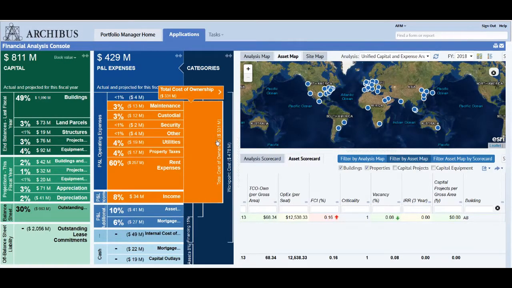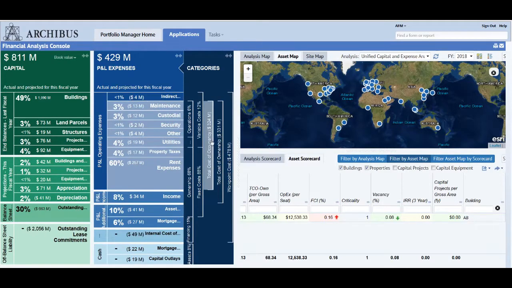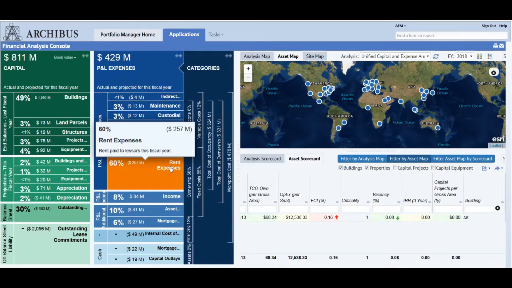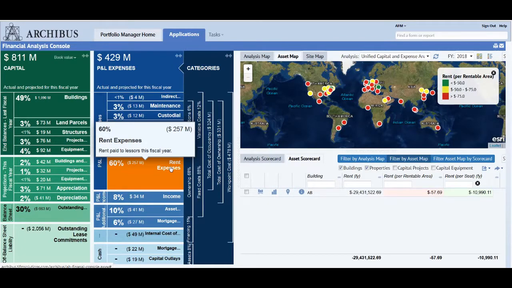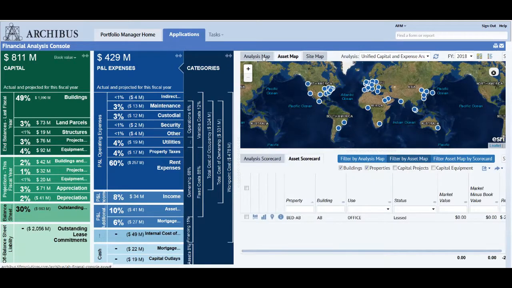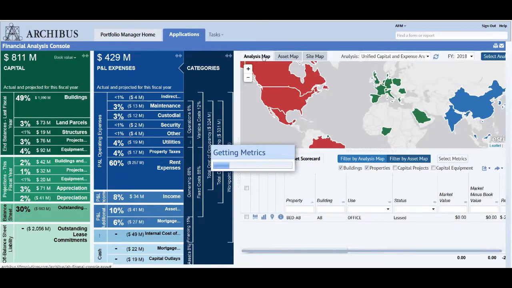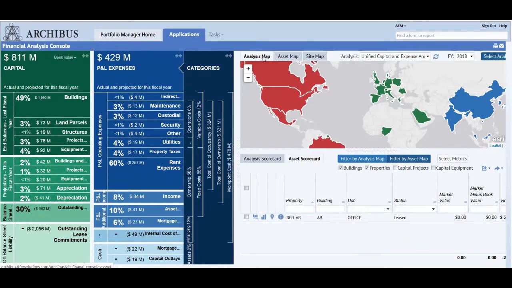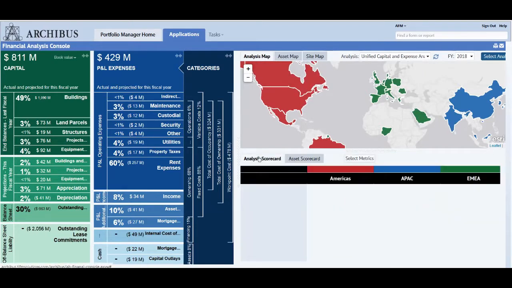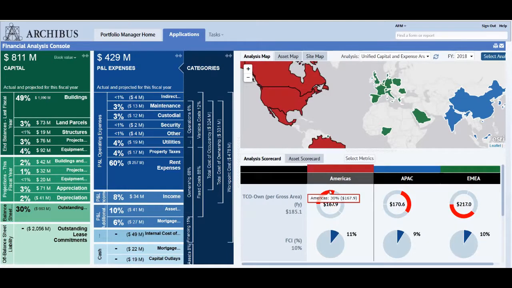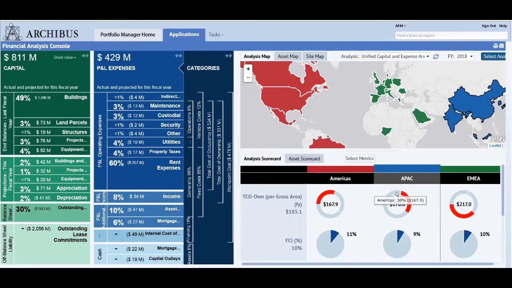Measuring the cost performance of buildings is an essential starting point for property executives who are charged with justifying the cost of real estate. With the ARCHIBUS Strategic Financial Analysis application, decision makers obtain the trusted data that they need because the application provides a unified and correlated view of your real estate, infrastructure, and facilities assets. The Financial Analysis Console presents its data in three panels: the Capital and Expense Matrix, the Asset Map, and the Asset Scorecard. Selections you make in one panel affect the data shown in others, enabling you to flexibly examine data for specific assets and locations.